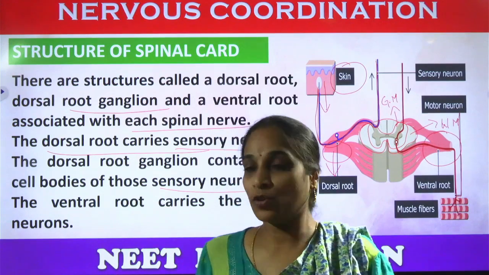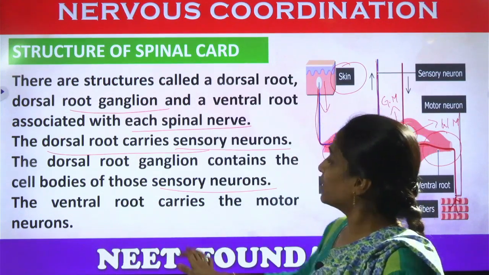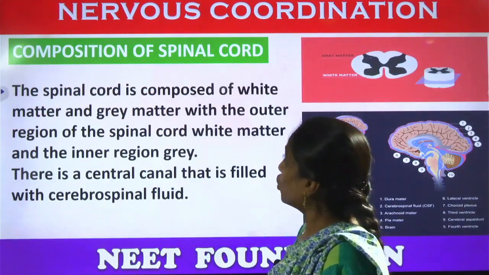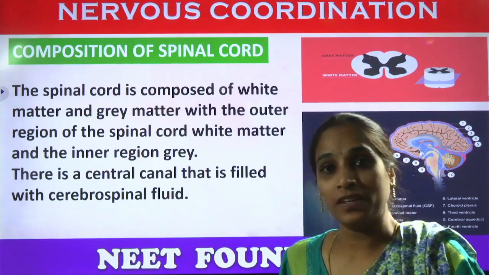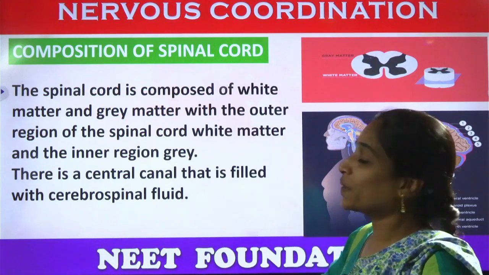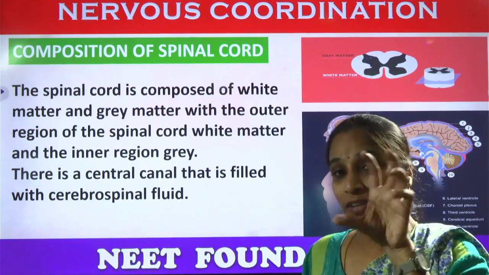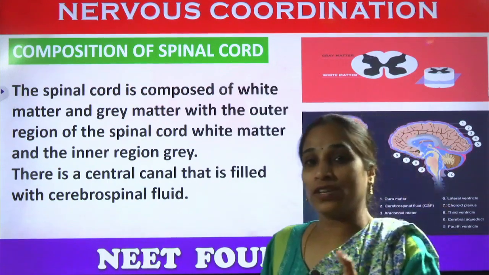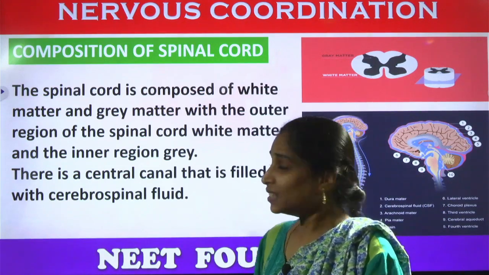So about that, we are going to discuss in the next slide. Let us see what is the next concept. Composition of spinal cord. What is the composition of spinal cord? What makes the spinal cord? What is its appearance? What is its color? What is its texture? Let us see here.